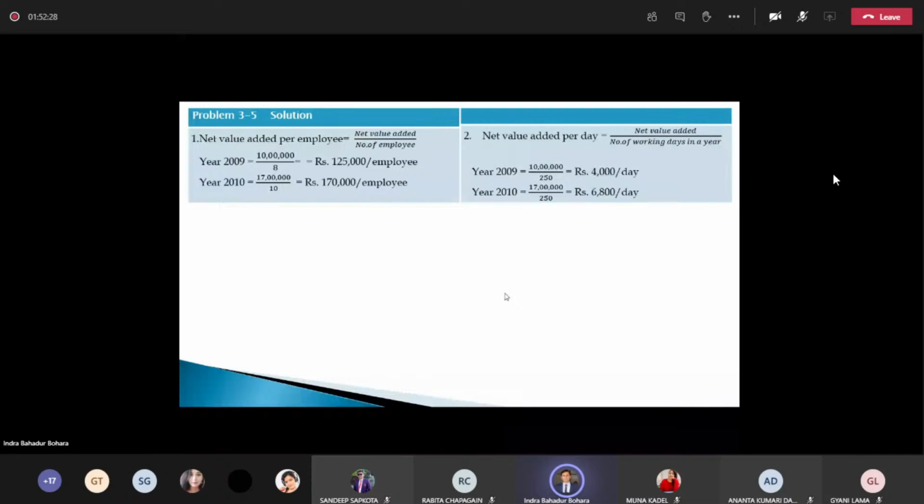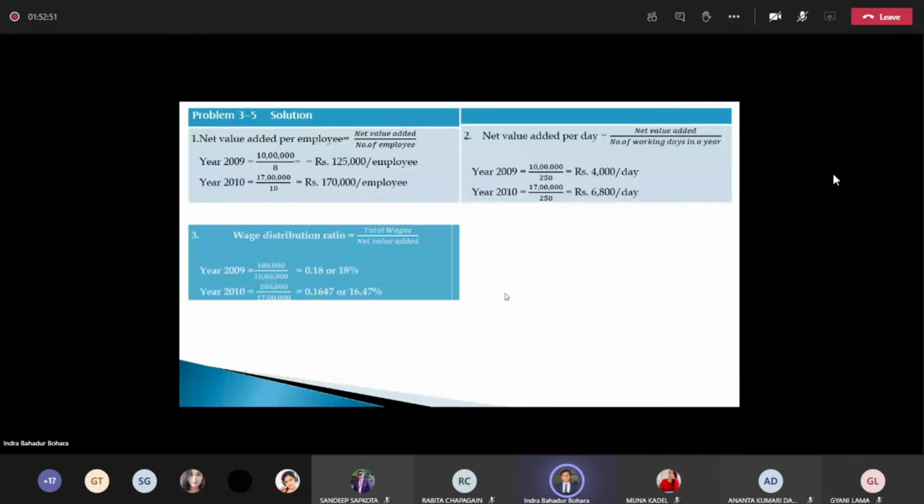Net value added per day. Total net value added divided by total number of working days in a year. So you divide 250 by 250, and again net value added increase. Even the number of working days remains same. So company has better performance. 11 त राम्रो देखाइरहेको छ. Another is wage distribution ratio.